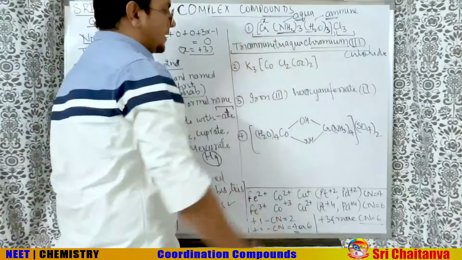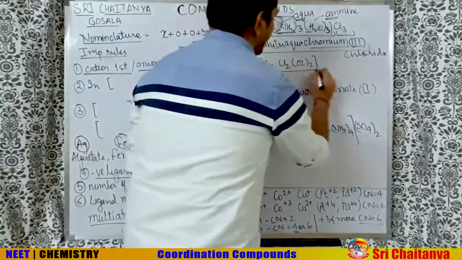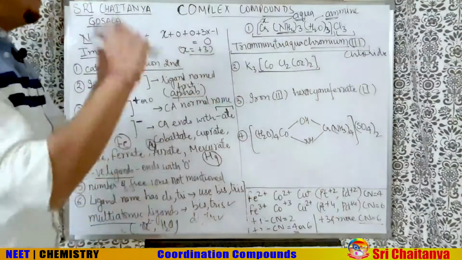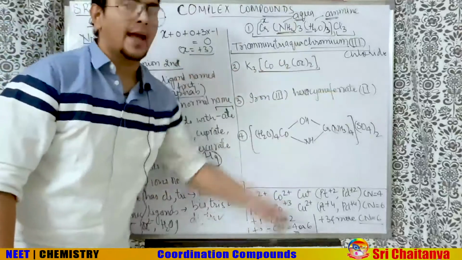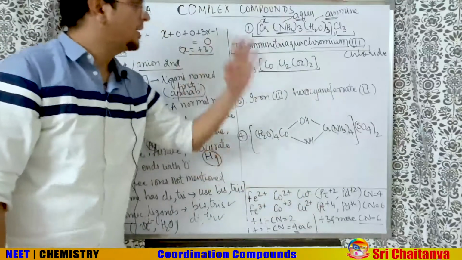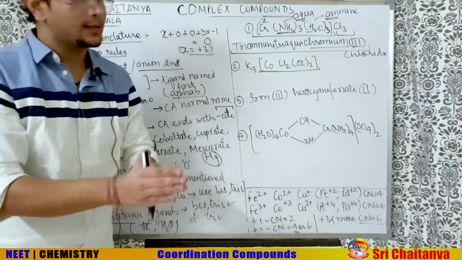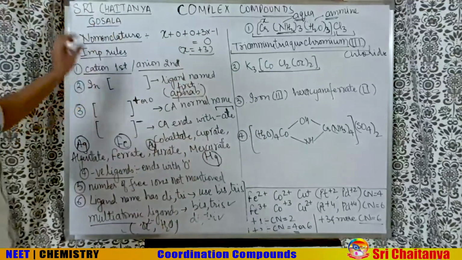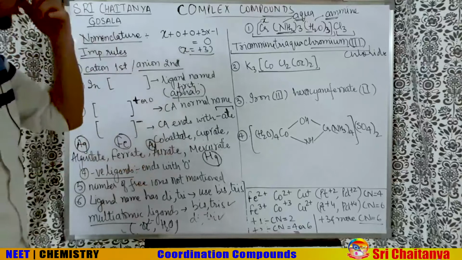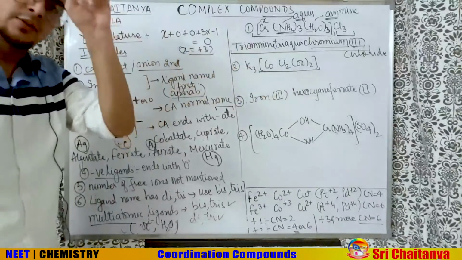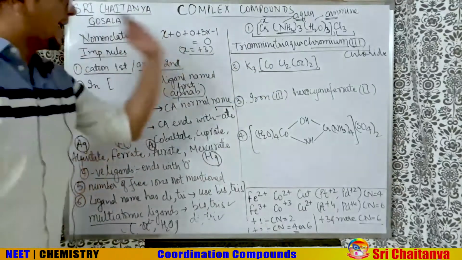Here if I ask you, brother, is the complex a cation or an anion, happily you will say, sir, the complex is the anion. The complex is on the right side. Sir, you told us that anything on the right side is the anion. So firstly I will name what? I will firstly name the cation. Should I name the ligand first? No. Rule number 1: cation first, anion later.